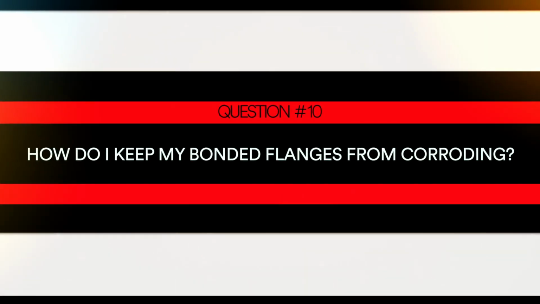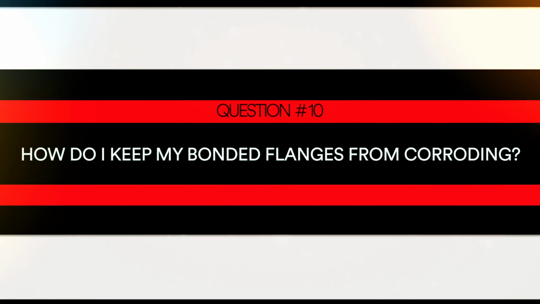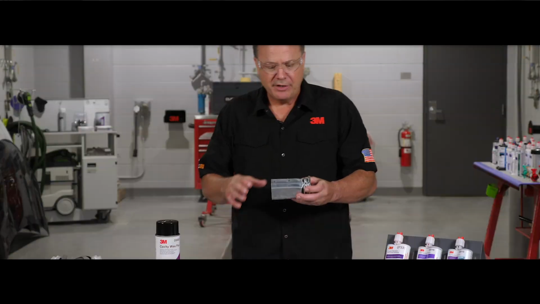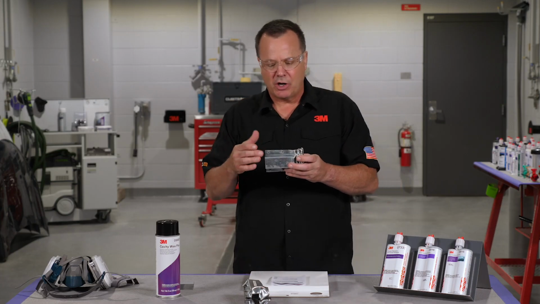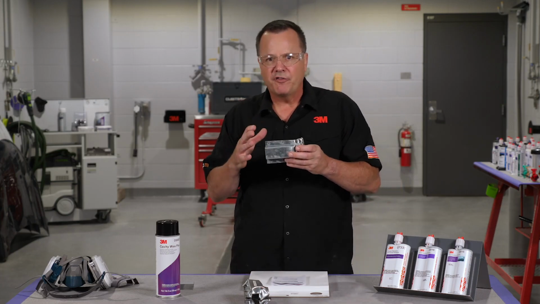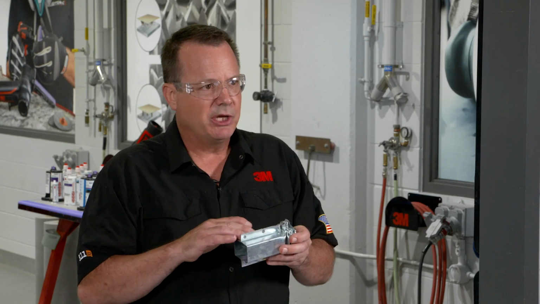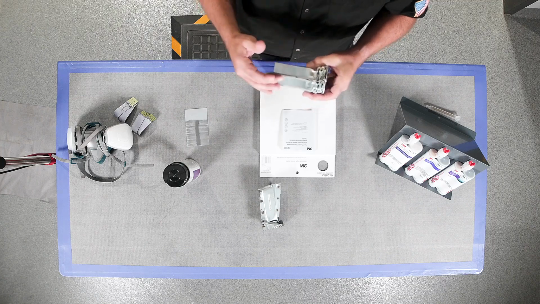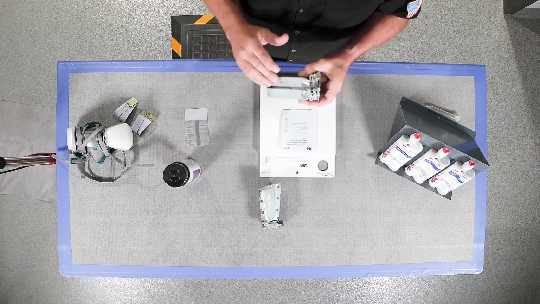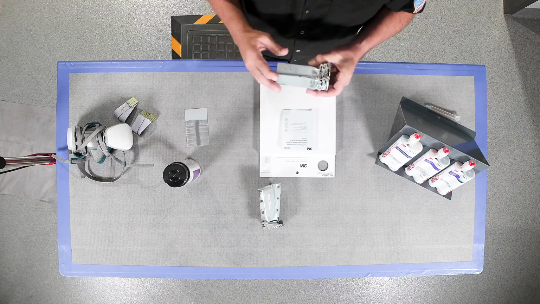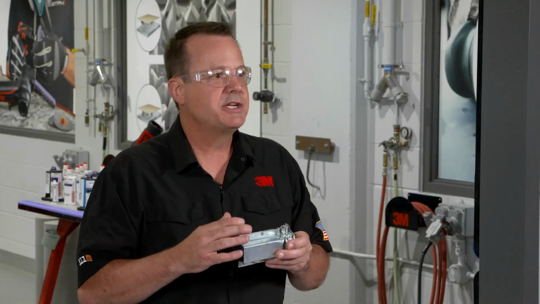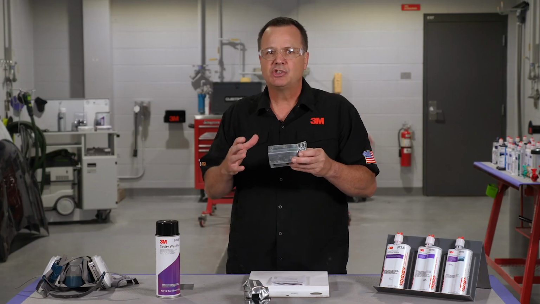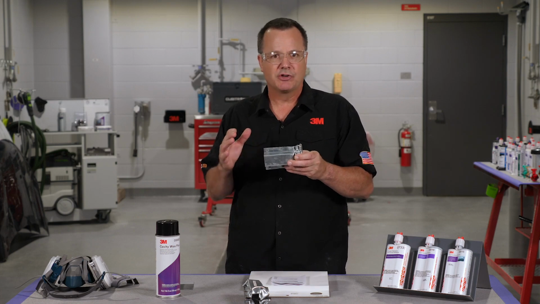Okay, let's wrap this up with question number 10. How do I keep my bonded flanges from corroding? Now, if we had done our replacement procedure and our preparation perfectly, there really shouldn't be a chance of corrosion in that joint. As long as we've got all the bare metal covered, the adhesive has corrosion inhibitors and that should not happen. However, there's no guarantee that during the replacement of that panel, we could have maybe damaged or scraped off some of the adhesive in certain areas.